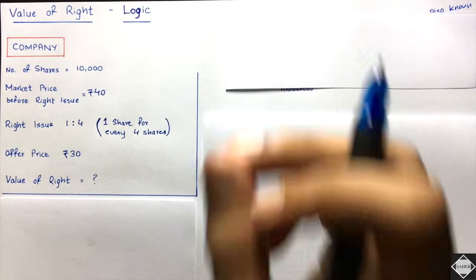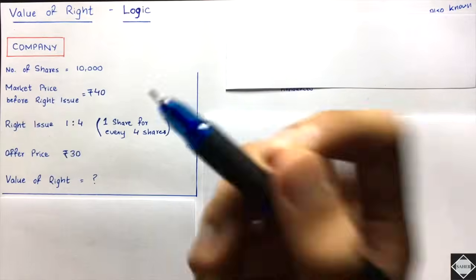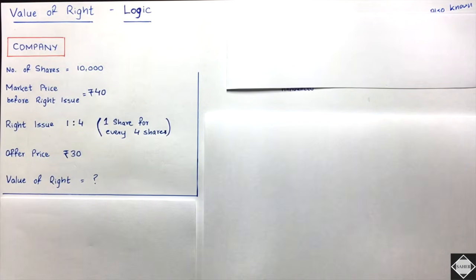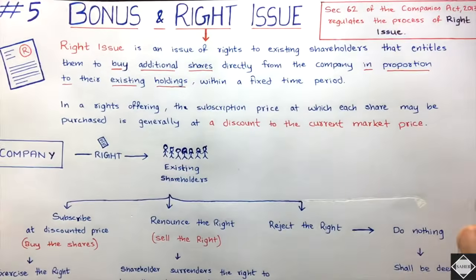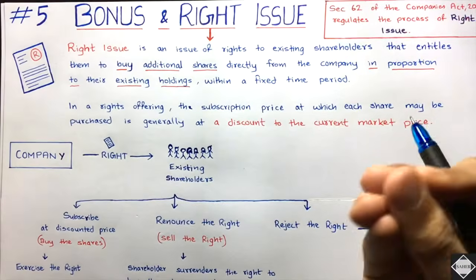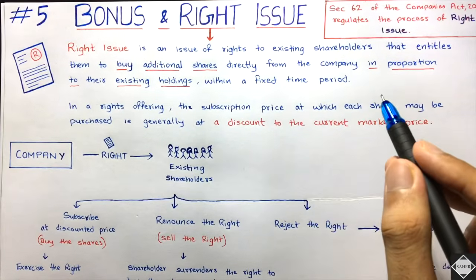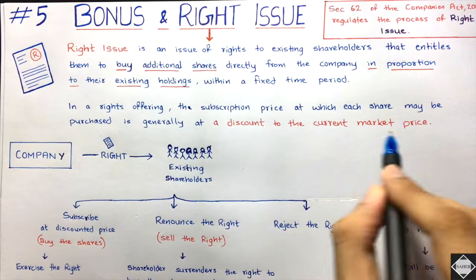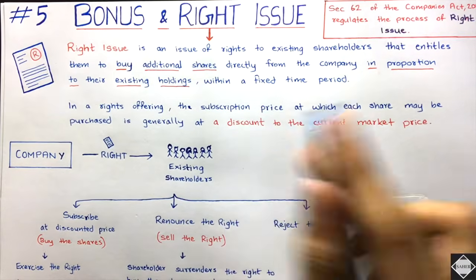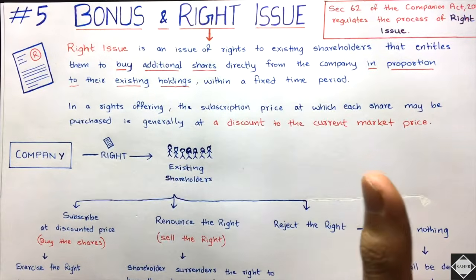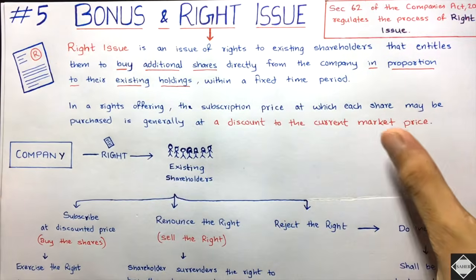But logically, what is value of right? The benefit which is there in that right, that will be the value of right. What benefit is there? You all know, with the right, you can purchase the shares directly from the company at a discount to the current market price. So this discount element is there in the right. That is the benefit.